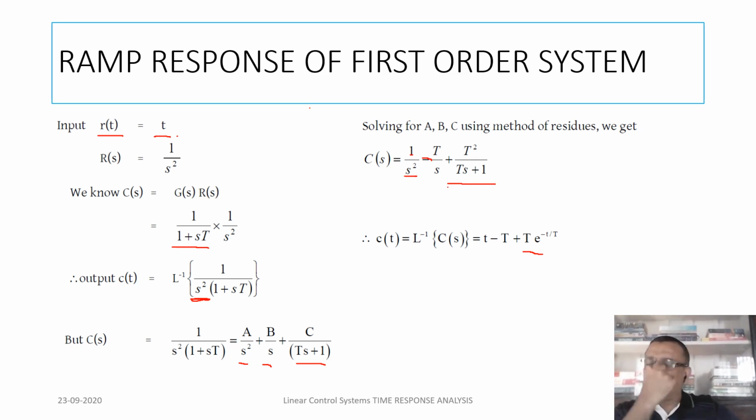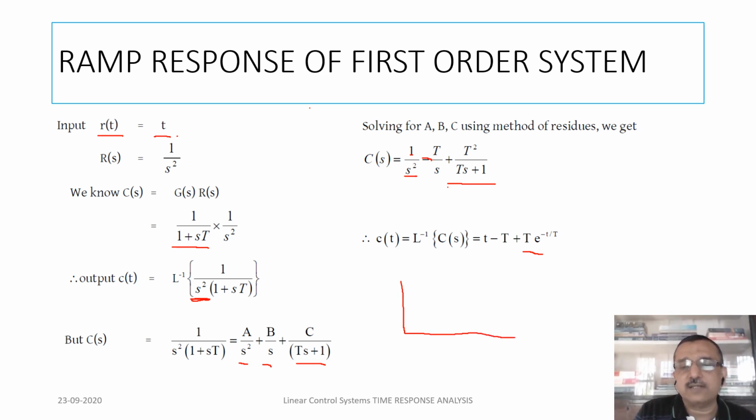So how will the graph look? You should have a feel for the graph. The small t means this is the time axis. As time increases, this component will increase. What is this capital T? It's a constant. Suppose capital T is 2, it means you will always reduce 2 from this.